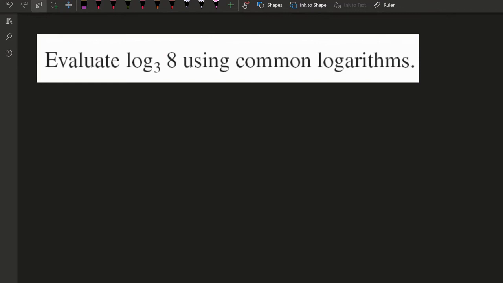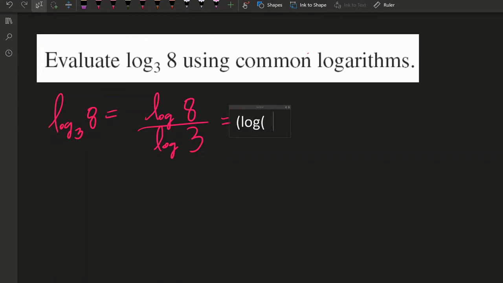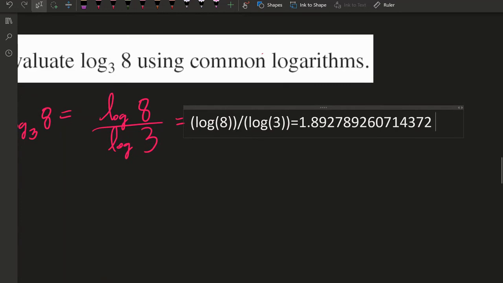So evaluate log base 3 of 8 using common logarithms. Okay, so common logarithm would be just log by itself. So I would just say log base 3 of 8 is the same thing as common log 8 divided by common log 3. So that would be equal to, I would just say, parentheses, log 8 divided by log 3 is equal to 1.892. We'll round that to 1.893. We're done.